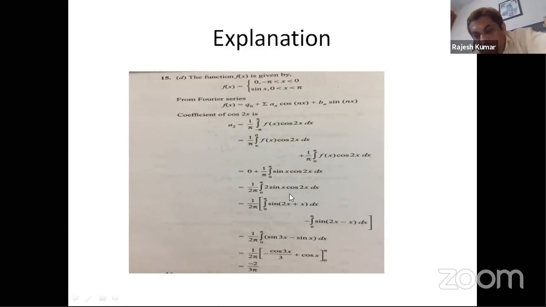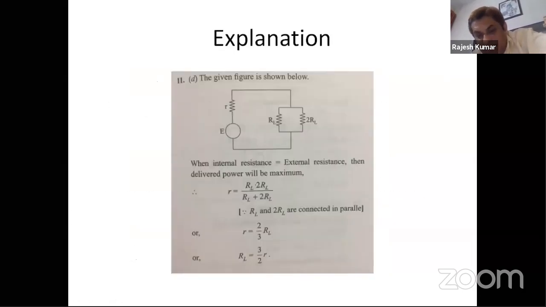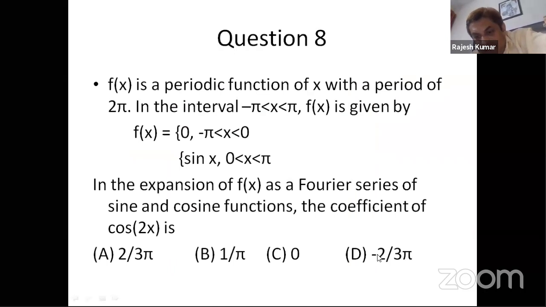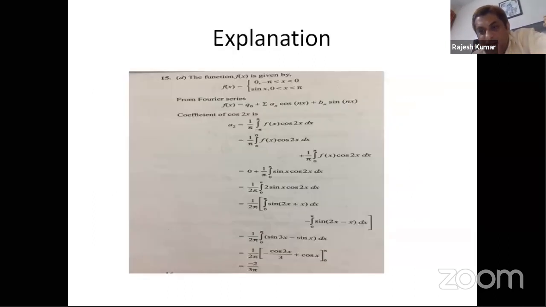So you have to open it up with the identity, and ultimately after solving the integral, you will have the answer as minus 2 by 3 pi. That is the answer we have. That is D in this case, the answer is D here, minus 2 by 3 pi is the answer in this case. This is how we solve the Fourier series.